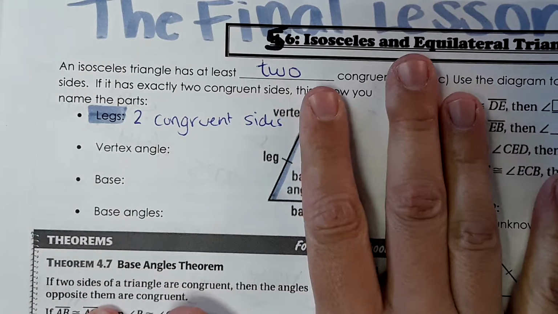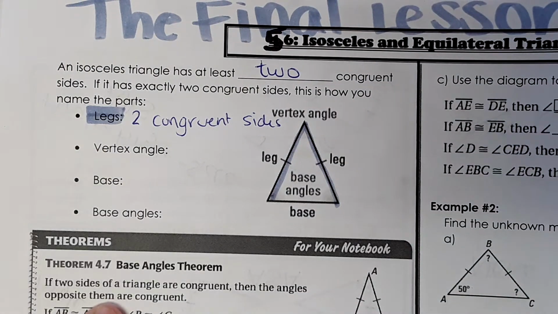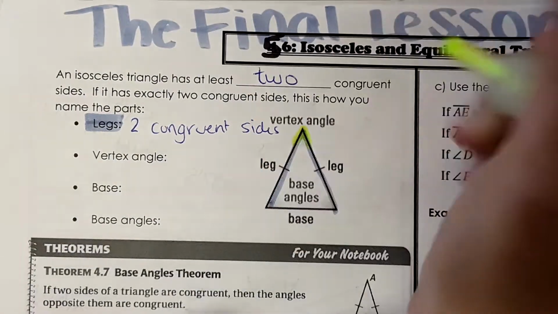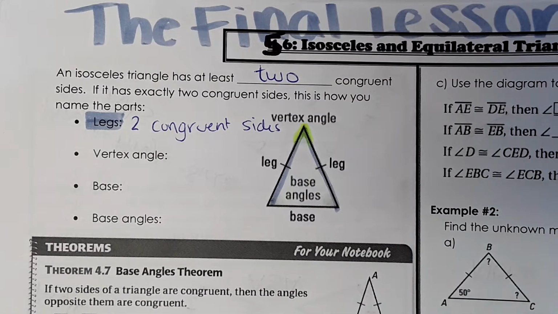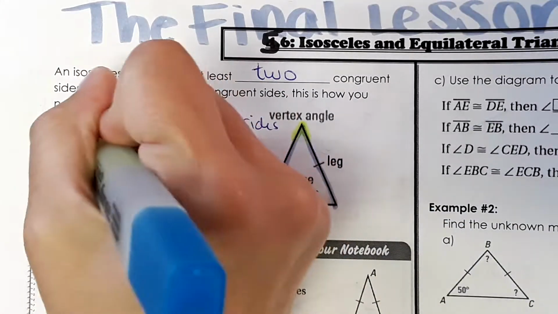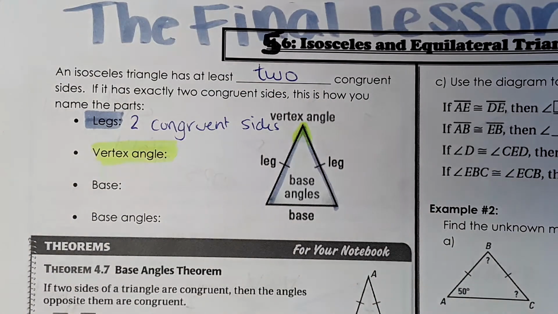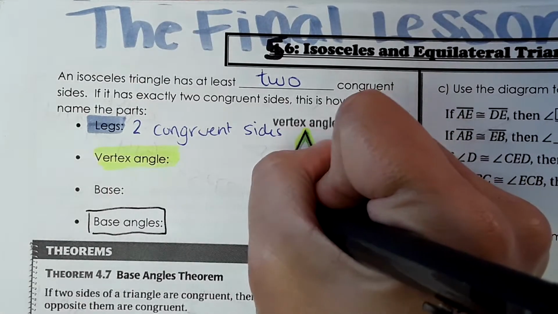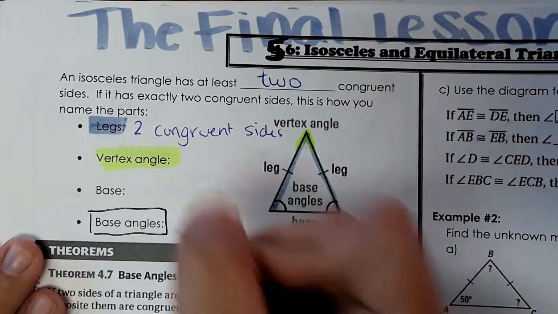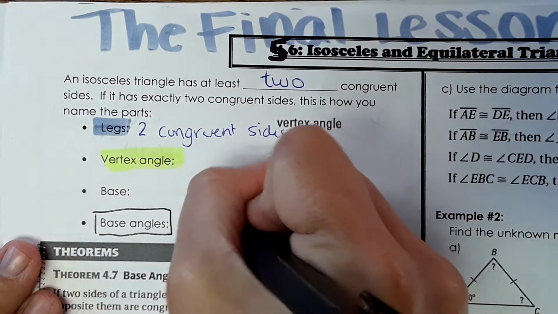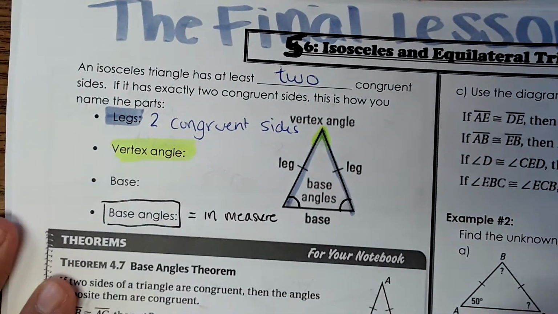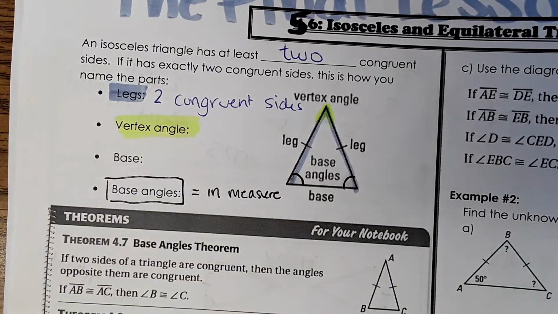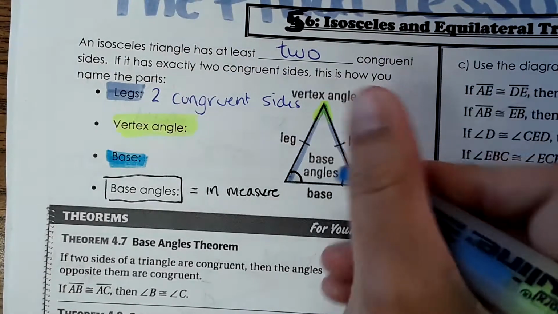Whoa, it's blurry. And then the vertex angle is the angle that is up here. It's different from the base angles. The highlight so it matches. Here's the vertex angle. And then the base angles are these angles right here. Remember, the base angles are equal in measure. And then as far as the base, it's just the segment at the bottom.